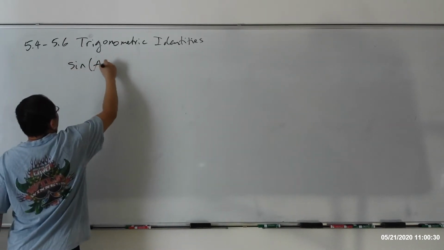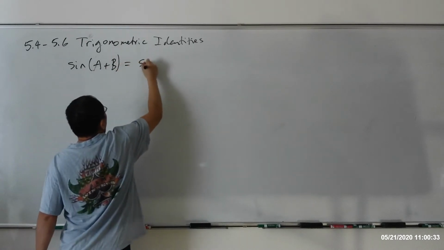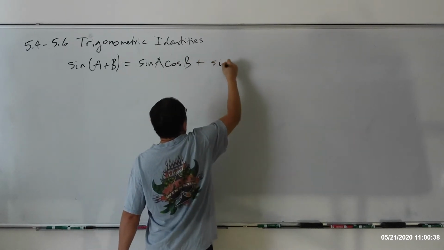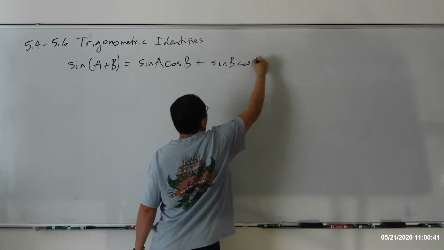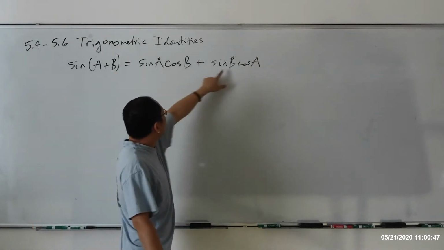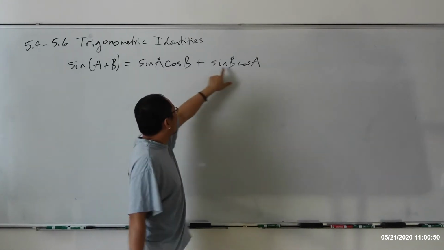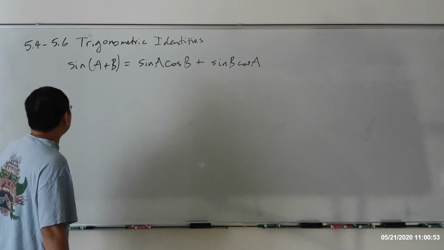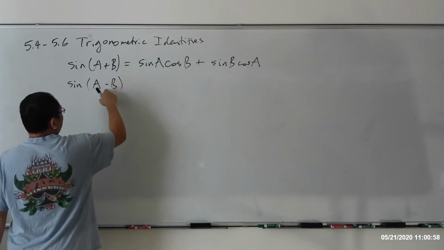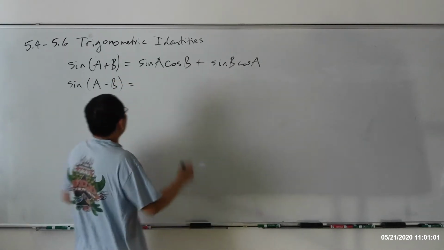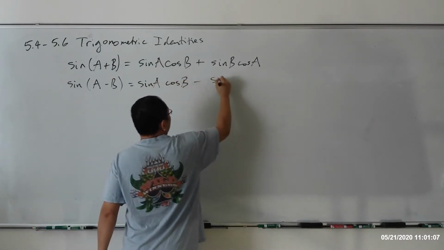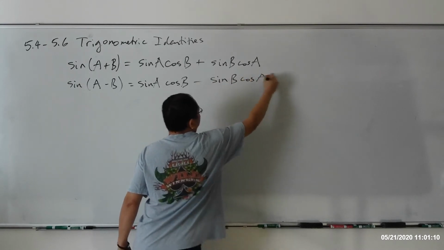Sine of the angle A plus B is going to be equal to sine A cosine B plus sine B cosine A. Okay, so sine of the sum of two angles A plus B is sine A cosine B, and then you change the angle for the sine and cosine: sine B cosine A. And sine of A minus B, all you have to do is change from plus sign to minus sign. Very much the same: sine A cosine B minus sine B cosine A.